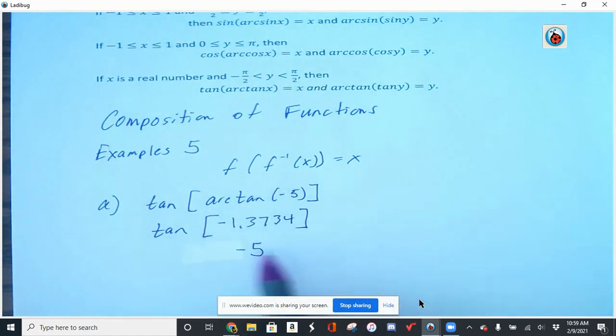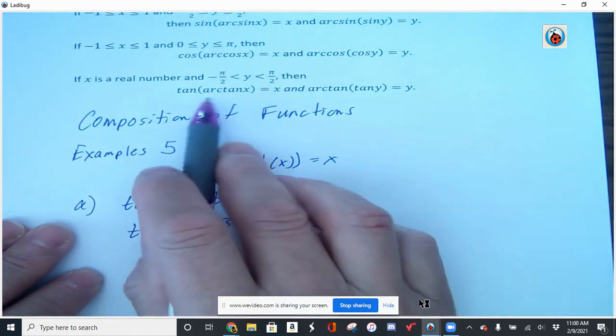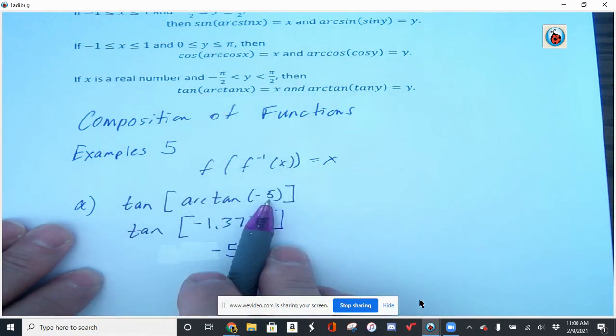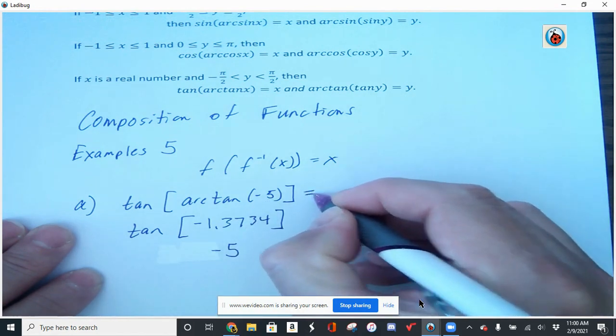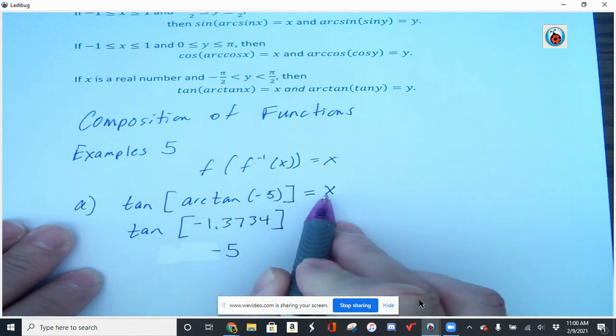So what does all this mean? It means that if I find the tangent of arctangent of whatever number, the tangent of arctangent -5 in this particular case, then it's going to be equal to whatever that x value is. So it's equal to -5. That's the property.